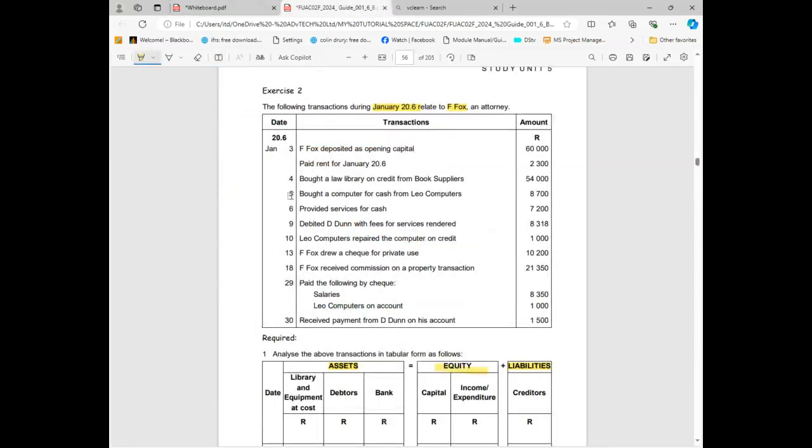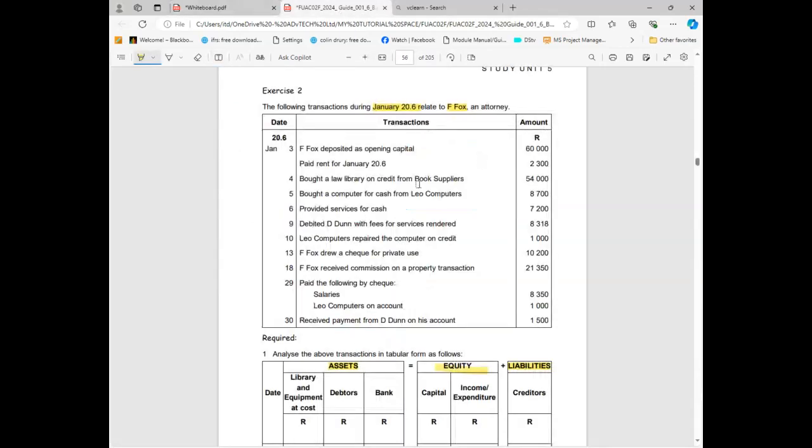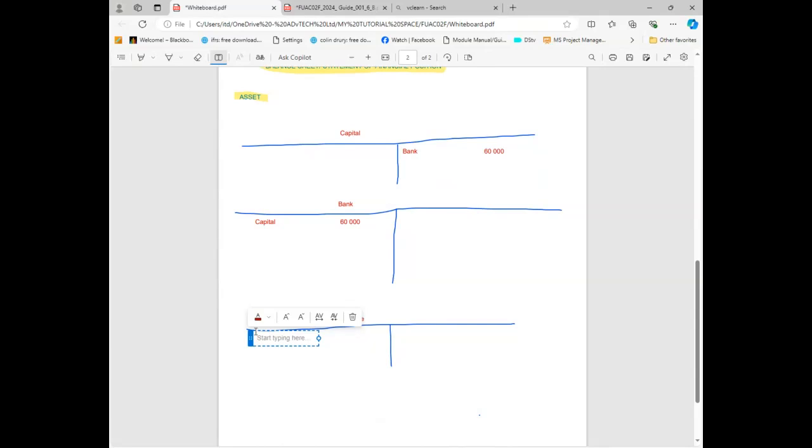Yes. Still on the third, we have paid rent for January. Two accounts, please. Rent expense and bank. Because I've got bank already, I'm going to put rent expense here. Then I'm just going to quickly say rent expense. And then under which side of the rent expense? Debit side. Okay. I'm going to come here to the debit side, and obviously the contra account will be bank.